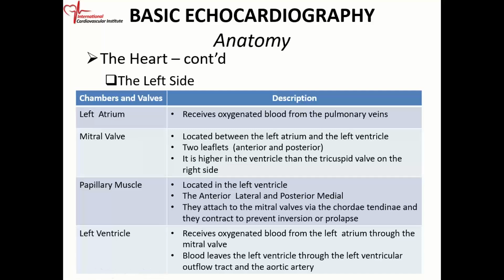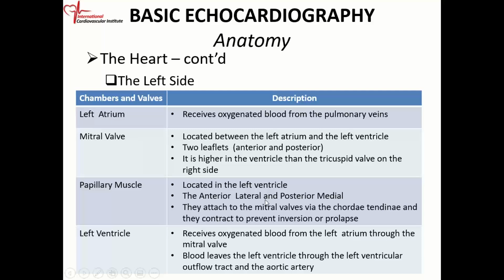Remember what we said, the tricuspid valve is located lower in the ventricle than the mitral valve. Therefore the mitral valve is usually higher in the ventricle than the tricuspid valve. To identify the right side of the heart, the valve that's located the lowest in the ventricle is the tricuspid, and that's the right ventricle that it's allowing blood to flow into.